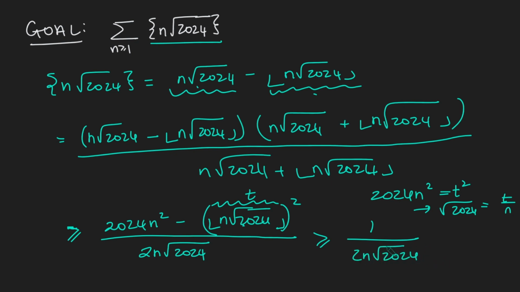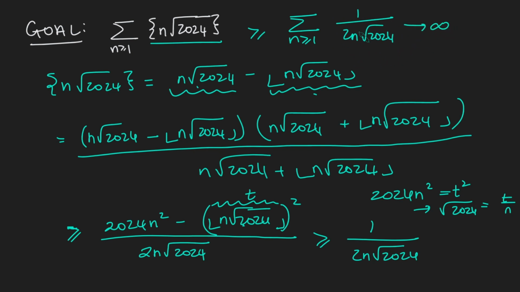And perhaps you can see where I'm going with this. So what have we shown? We've shown that the fractional part of n times the square root of 2024 must be at least 1 over 2n times the square root of 2024. But that tells us that this sum that we're trying to work out must be at least the sum from n equals 1 to infinity of 1 over 2n root 2024. But this is essentially just the harmonic series, which diverges to infinity pretty famously.